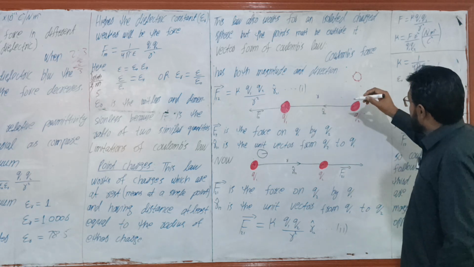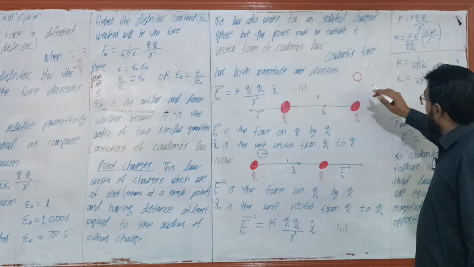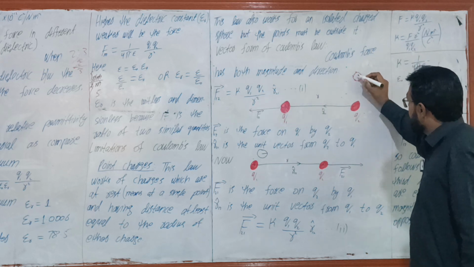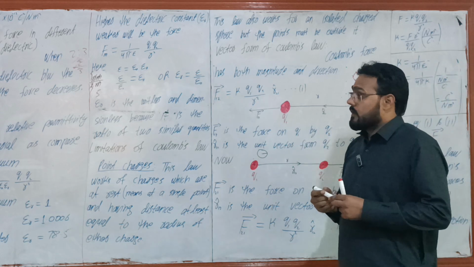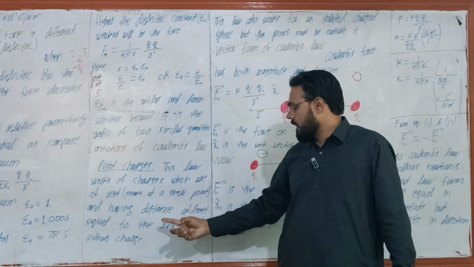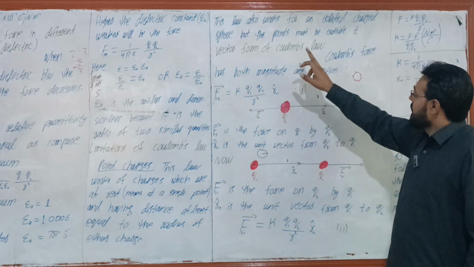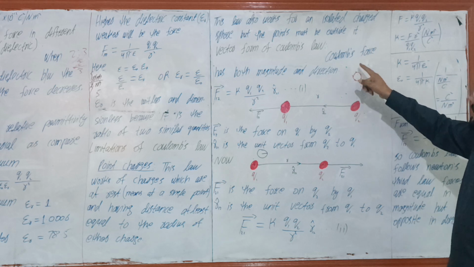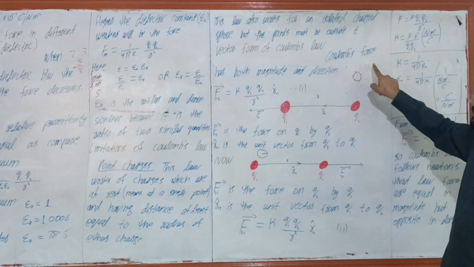Coulomb's law is applicable if I am taking a point outside this sphere, out of this sphere. If I am taking a point inside the sphere, Coulomb's law is not applicable. I am repeating three things. First, at rest. Second, having a distance at least equal to the radius of the charge. Third, an isolated charged sphere. Coulomb's law is applicable if the point is outside the sphere.